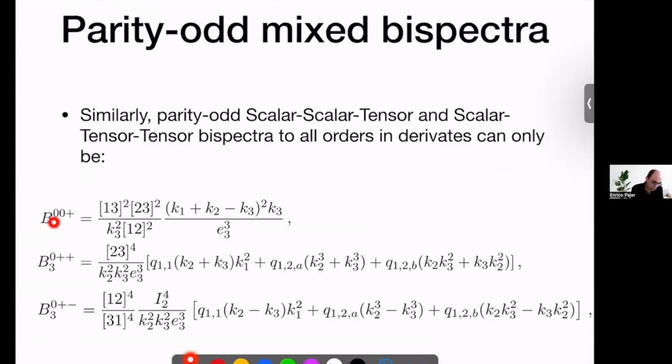Actually, the same is true if you take two scalars and a graviton, or one scalar and two gravitons. The parity-odd one is also highly constrained. There is only a single scalar-scalar-graviton and only three scalar-graviton-graviton, with three coupling constants here that are arbitrary. And then the polynomials are fixed. And the overall scaling is just given by the usual spinor-helicity variables.